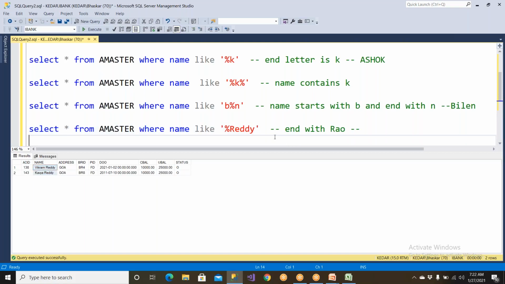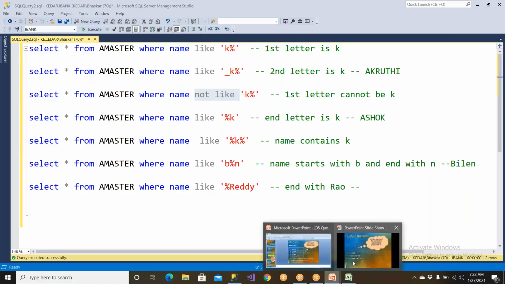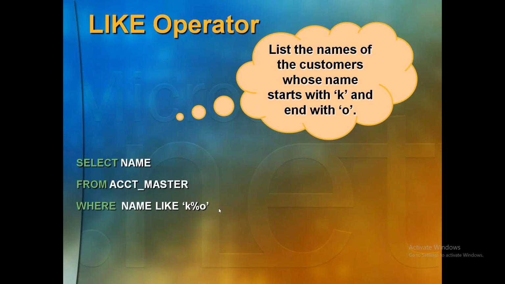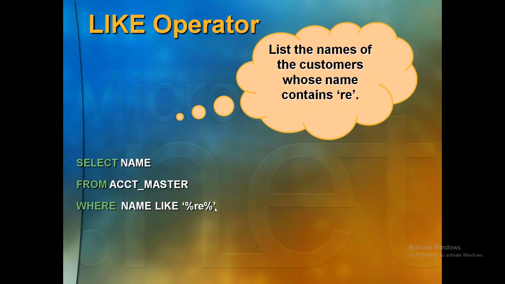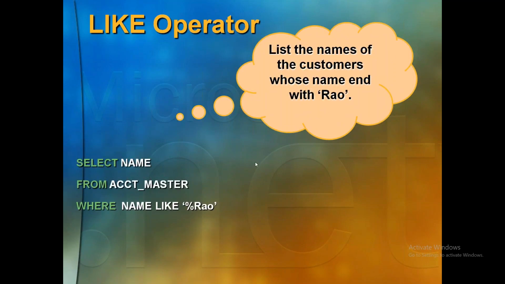Clear? So this is the wildcard operator, which is very much useful if you wanted to achieve this kind of requirement. You can use the wildcard operator called the LIKE operator, or you must use the NOT LIKE operator, which is very, very simple, and you should be able to use it. List the names of the customers whose name starts with K and ends with O. Now list the names of the customers whose name contains RE. Now list the names of the customers whose name ends with Rao. Something like this.